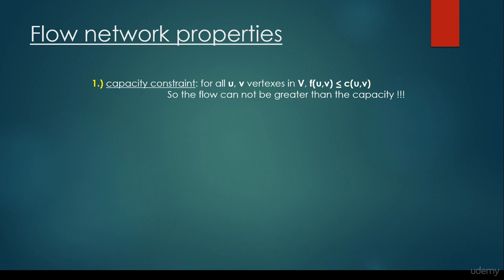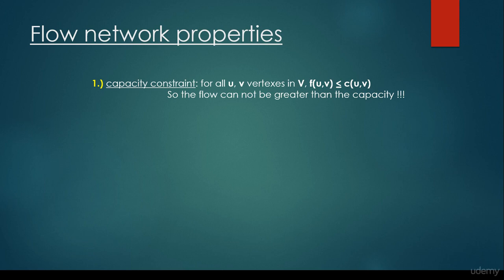So for all u, v vertices in this given graph G, in the graph G we represented all the vertices, the set of the vertices, with this capital V. So we have the u, v vertices in this capital V. We know for certain that the flow f(u, v), and we have these u and v arguments. Basically, we define an edge with the help of two vertices. So there's an edge between vertex u and vertex v, and we assign a flow to this edge. And basically, this flow cannot exceed the capacity.